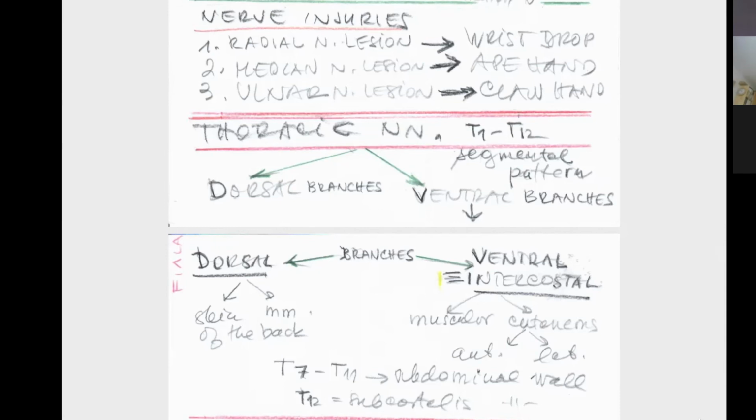So these are the intercostal nerves, but they don't innervate just the wall of the thorax, because the segments T7 to T11 also innervate the abdominal wall, while T12 is the subcostal, the last one.